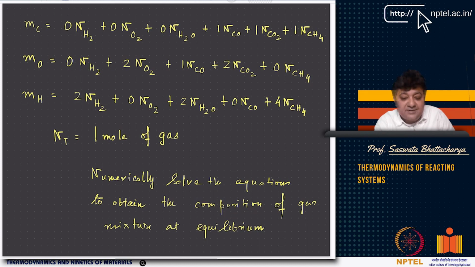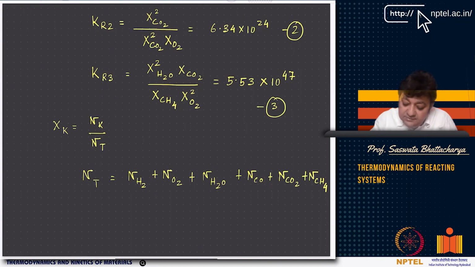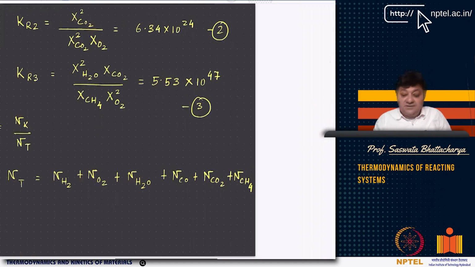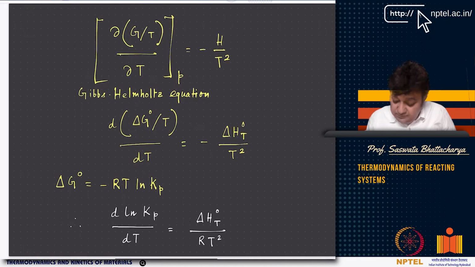So basically the point is these three conservation of elements give you three equations, the equilibrium constants give you three equations, and you have six unknowns. So XH2 is unknown, XO2 is unknown, and so are XH2O, XCO, XCO2 and XCH4. So you can solve these six equations numerically to get these six unknowns.